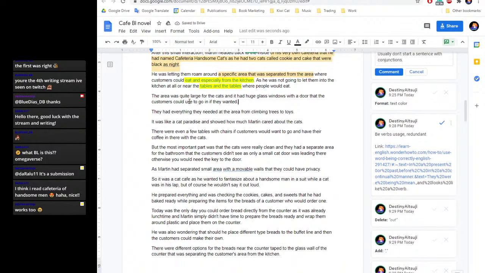Okay, the next one. The area and the area and the area. Okay, never mind. "The area was quite large for the kids and it had huge glass windows with a door that the customers could use if they wanted." I know what the author is trying to do over here. They're trying to describe the scene, the inside and everything, but honestly, this should be done slowly, one at a time.